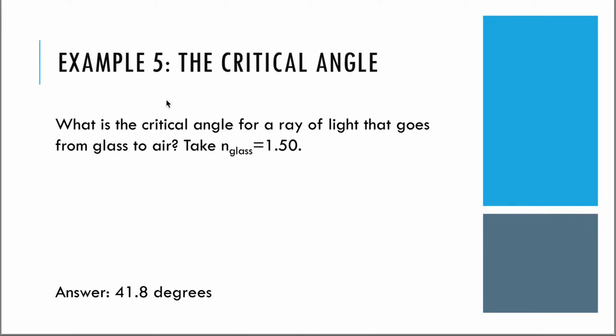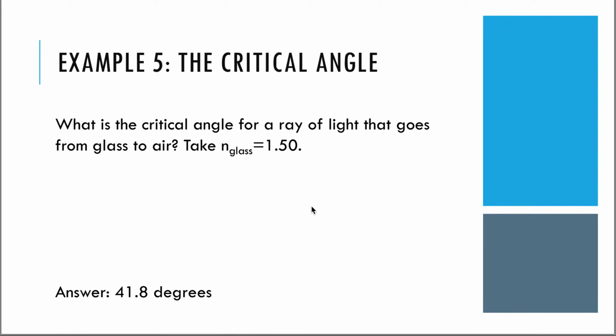This is the second part of video 271. We've been talking about total internal reflection and the critical angle. So let's do some examples. This example says, what is the critical angle for a ray of light that goes from glass to air?